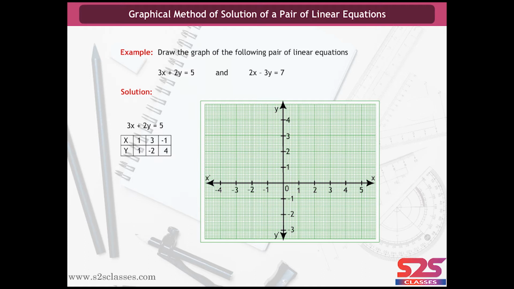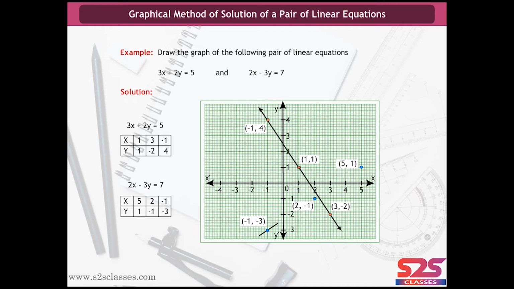Now we take the second equation, 2x - 3y = 7. Again we substitute different values of x and we get the corresponding values of y as shown. Now we plot these points on a graph paper and join them. And we observe that the graph of the given system intersects at a point. So, the system has a unique solution.